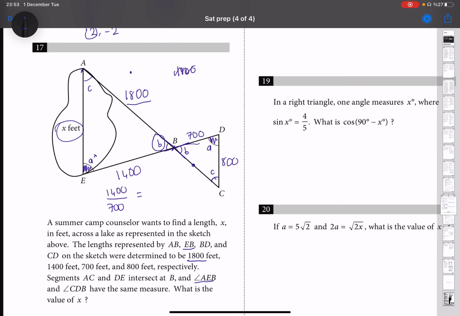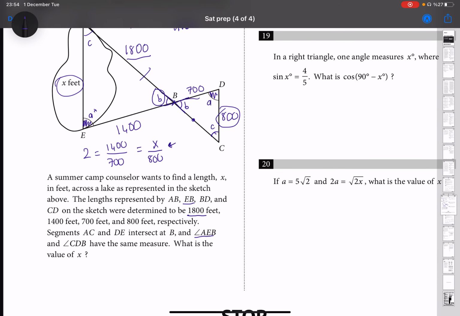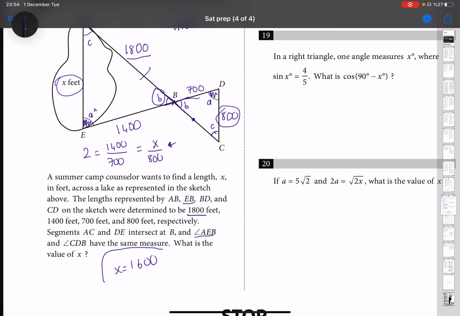Again, you should write the numerator as in the left triangle. So x is in the numerator and 800 is in the denominator. So to satisfy this equality, x should be 1,600.